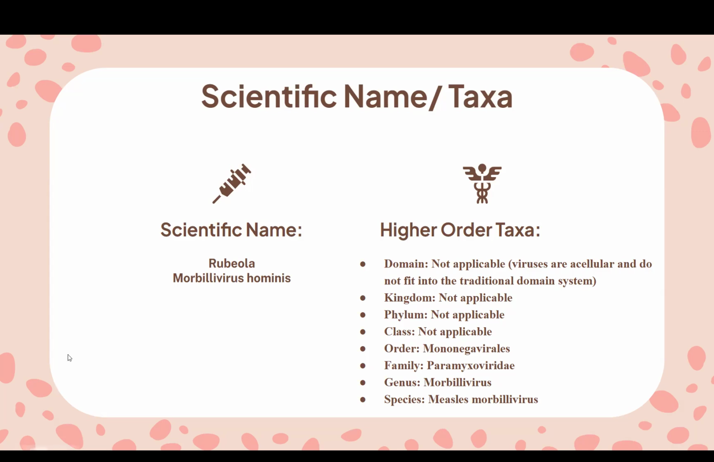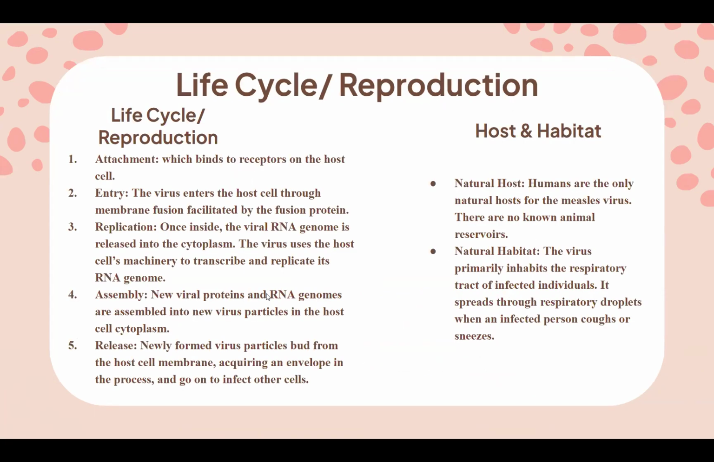For the life cycle or reproduction, one, attachment, which binds to the receptor on the host cell. Two is the entry. The virus enters the host cell through membrane fusion facilitated by the fusion protein. Three, replication. Once inside, the viral RNA genome is released into the cytoplasm. The virus. For assembly, the new viral proteins and RNA genomes are assembled into virus particles in the host cell cytoplasm. Five, release. It releases newly formed virus particles from the host cell membrane, acquiring an envelope in the process, and they go on to infect other cells.